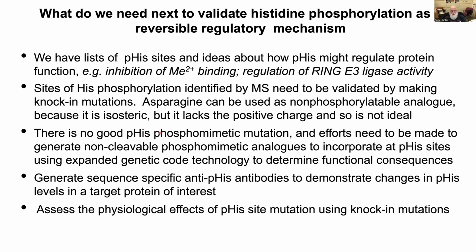What we and perhaps others are trying to do is generate non-cleavable phosphomimetic analogs to incorporate pHis sites using expanded genetic code technology. Hopefully this would be a way to determine functional consequences of histidine phosphorylation. I think it's important to generate sequence-specific anti-phosphohistidine antibodies, so you can test for changes in phosphohistidine levels in a protein of interest. We have made antibodies against the phosphohistidine 118 site in NME1 and NME2, which work. But really one needs monoclonal antibodies, and we're hoping to use phage display technology, the sort we use to get higher affinity antibodies, to do this. Then ultimately one wants to assess the physiological effects of phosphohistidine site mutation using knock-in mutations on functions where the protein of interest might be involved.